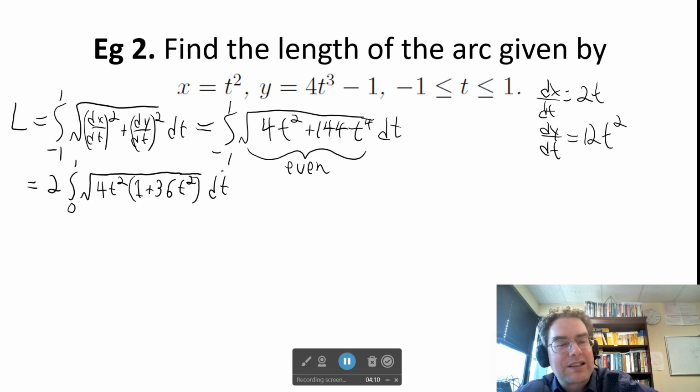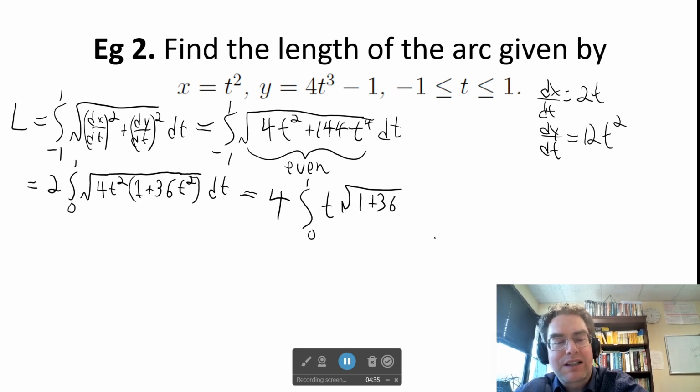Okay, so now let's go ahead and take the square root of the common factor that we pulled out, and we'll get 2t for that, now that we are assured t is non-negative. And with that 2, we could pull it all the way out and give ourselves 4 in front of the integral. The t stays inside. And then we have the square root of 1 plus 36t squared.